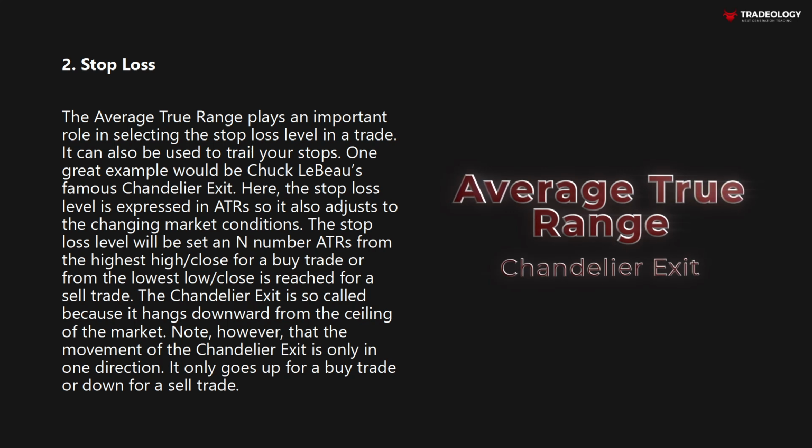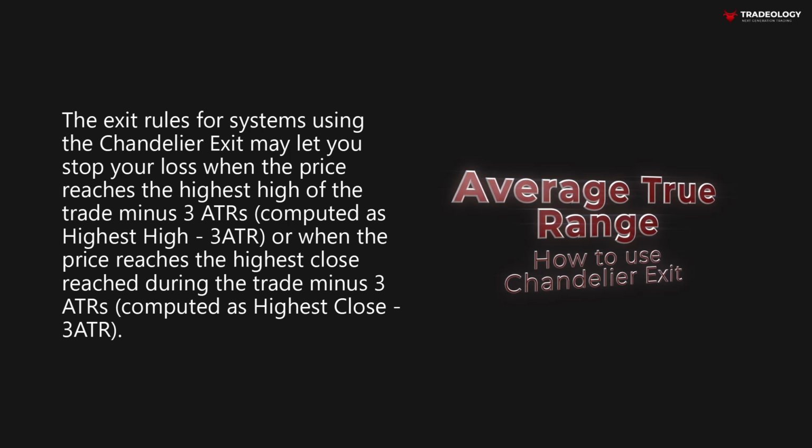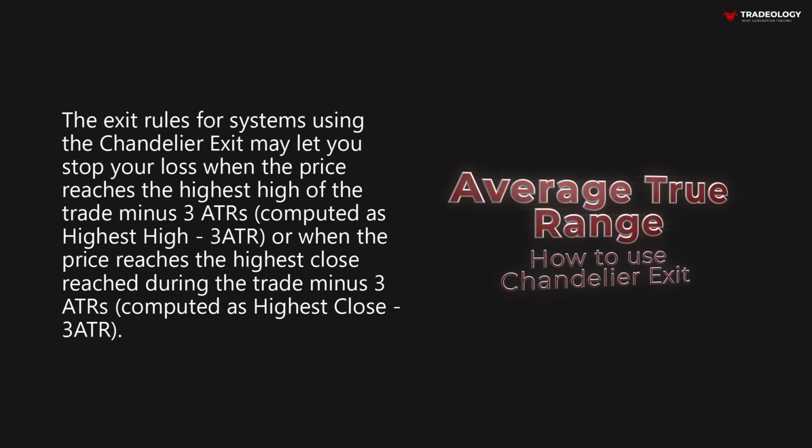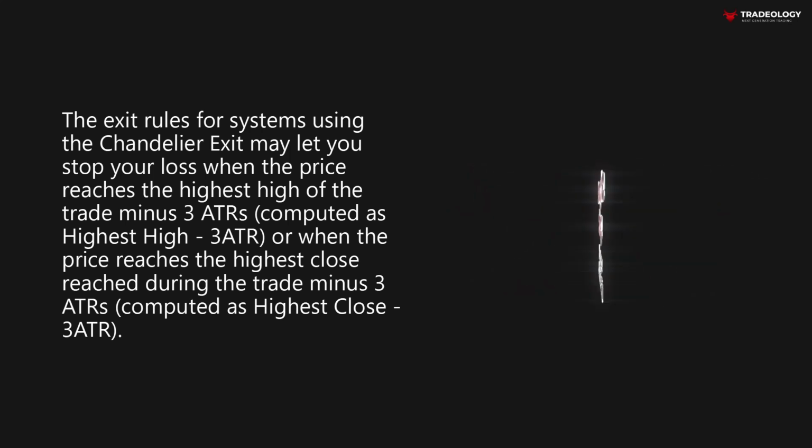The chandelier exit is so called because it hangs downward from the ceiling of the market. Note, however, that the movement of the chandelier exit is only in one direction. It only goes up for a buy trade or down for a sell trade. The exit rules for systems using the chandelier exit may let you stop your loss when the price reaches the highest high of the trade minus 3 ATRs, computed as highest high minus 3 ATR, or when the price reaches the highest close reached during the trade minus 3 ATRs, computed as highest close minus 3 ATR.